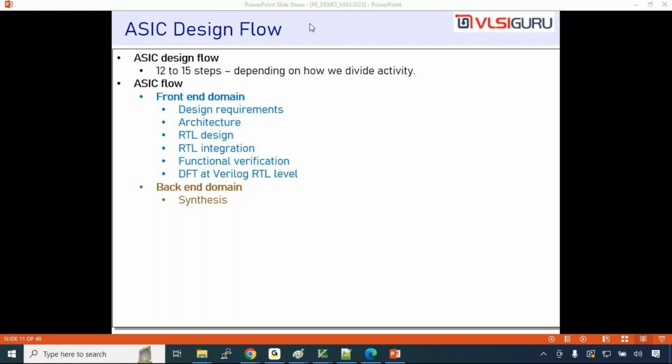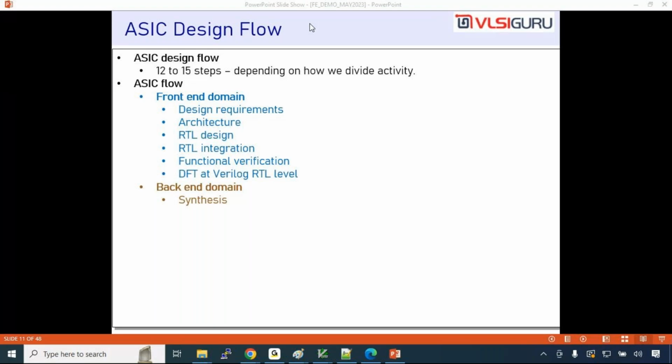Okay, let us start with this session. We started off with understanding what is the electronic system. We understood that electronic system consists of hardware, firmware, software, and applications. Then what did we discuss? Hardware implementation is done in two styles, that is ASIC and FPGA.